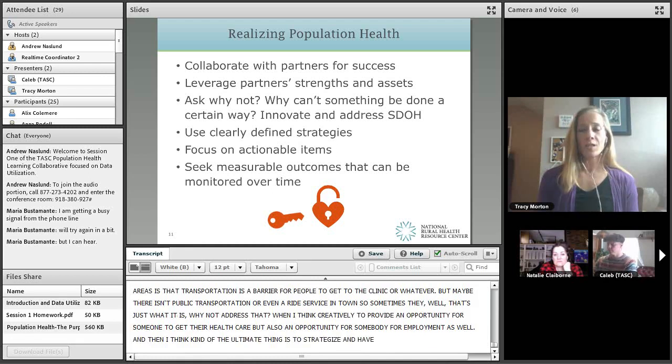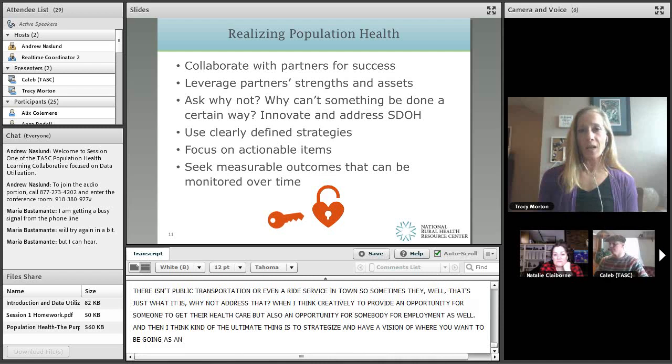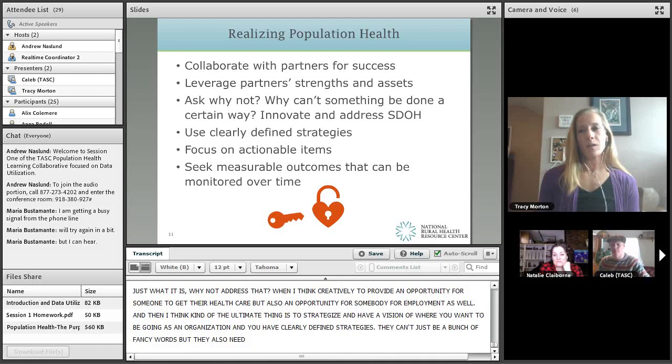So we need to leverage partners' strengths and their assets and say, you know what, we both are doing the same service. You do it a little bit better than me. How about you do it? We'll refer back and forth to each other. That's what a partnership can look like to achieve population health.